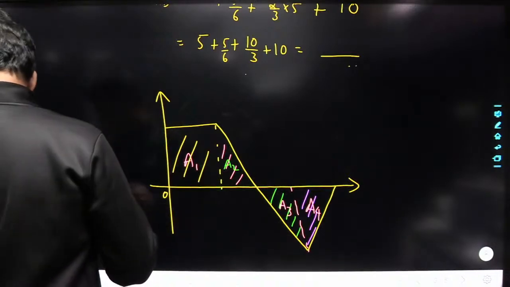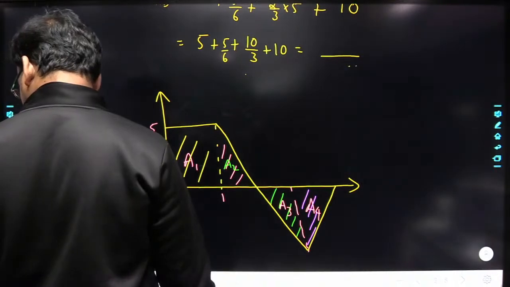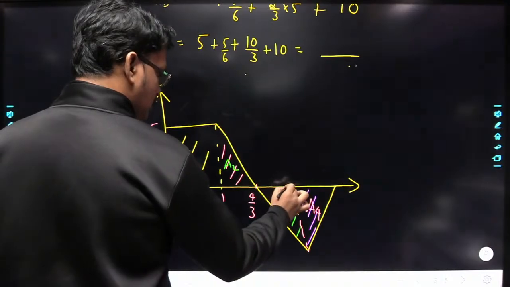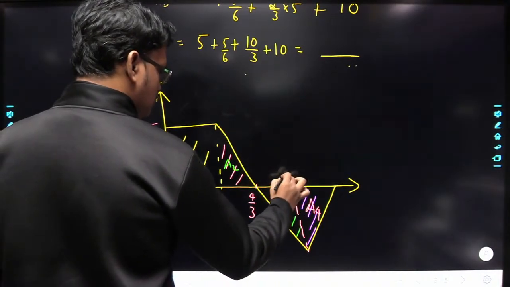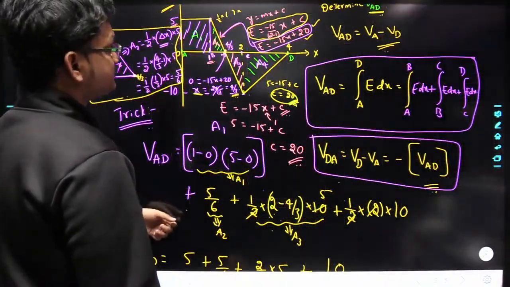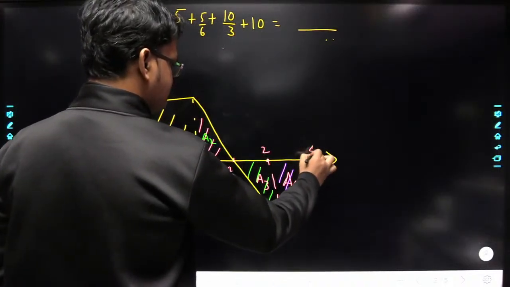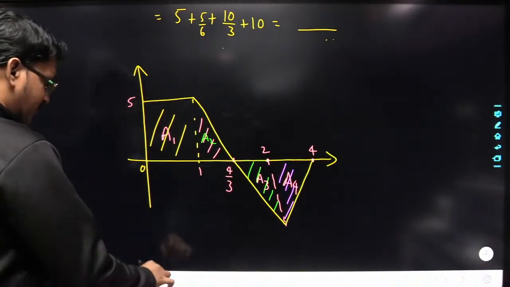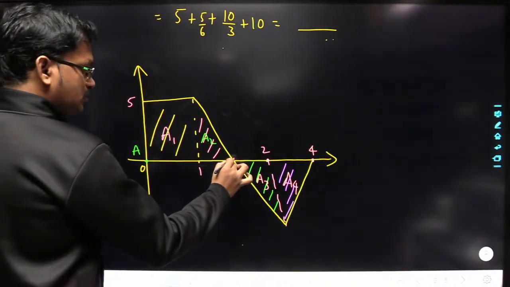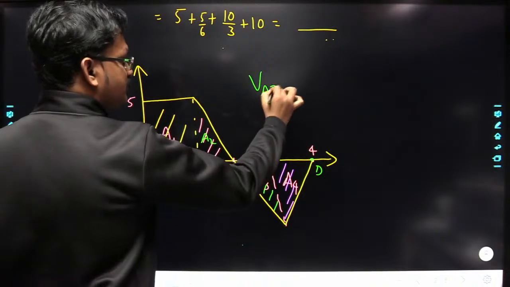Okay. So here you are having 5, and here it is 1, right? And this point we have determined here, that is 4 by 3, and this is 2, right? Next. This is 4. This is 4. So this point is A, and this point is D. They are asking to determine the potential difference between A and D.